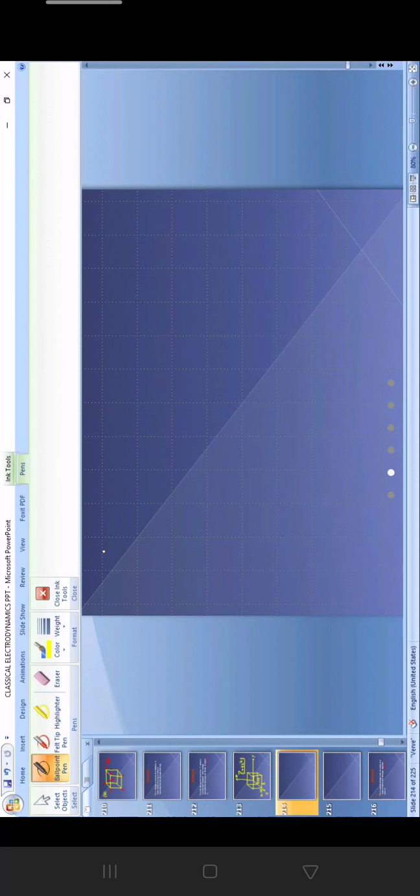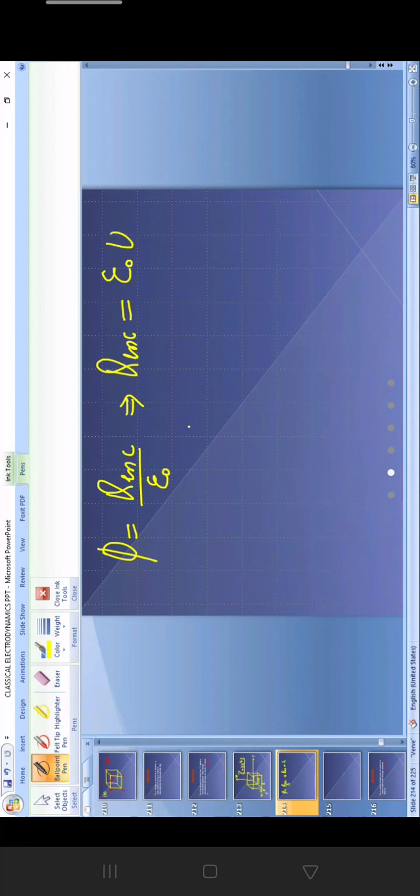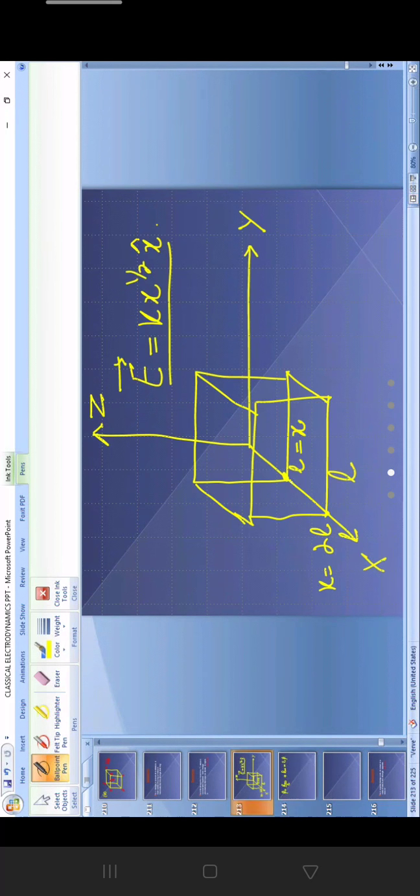अच्छी तरह से ध्यान रखना. Flux is equal to Q enclosed by epsilon naught, isn't it? So this in turn implies that if you want to calculate Q enclosed safely, you can write down the equation like this: epsilon naught multiplied by flux phi. Fine. So first of all, you calculate the flux. पहले आप flux निकालो.